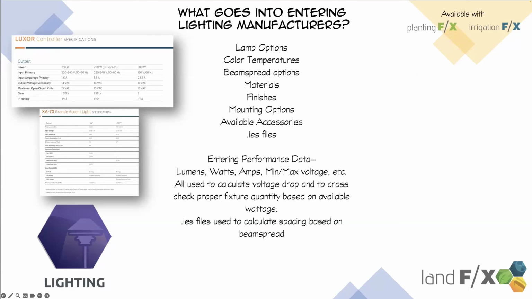So if you place a transformer, it'll let you know if there's enough wattage on that line for each product that's being placed. IES files provide beam spread data to help better calculate spacing, and when rendered into 3D, as you saw, those same IES files are used to create and demonstrate the actual beam spread footprint.